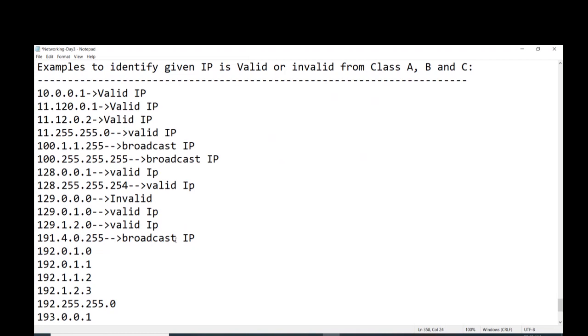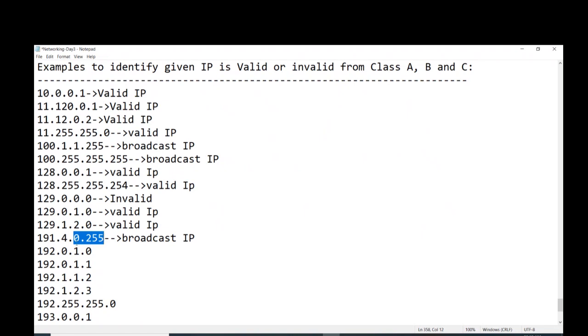I am confused. See, it's the same. If all the host bits in the host ID are equal to 0, it's invalid. If all the host bits in the host ID are equal to 1, it's broadcast. Here, both the rules are applicable. In this host ID, all the host bits are equal to 0. No, sir, this is a valid ID.